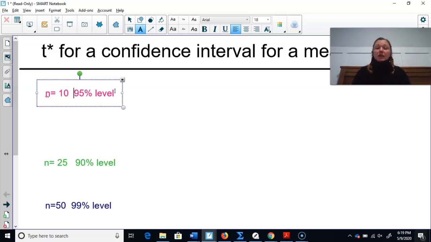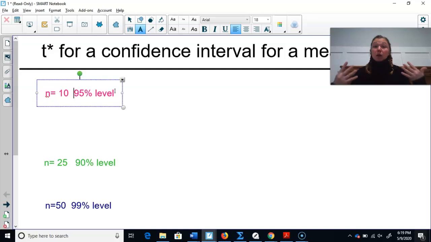So the first thing we're going to look at when we find t star is what is our n, and n is how many people were being sampled, okay? So if I'm sampling 10 people, n is equal to 10. The next thing we want to look at when we're finding t star is the confidence level. So I just made this confidence level up. That's the 95% confidence level.